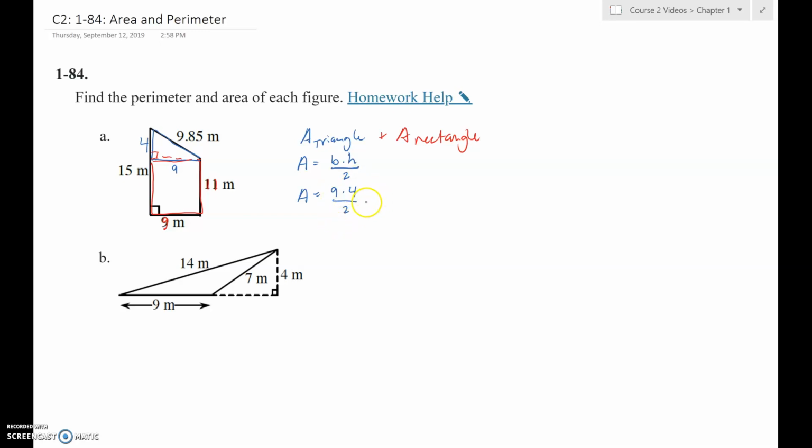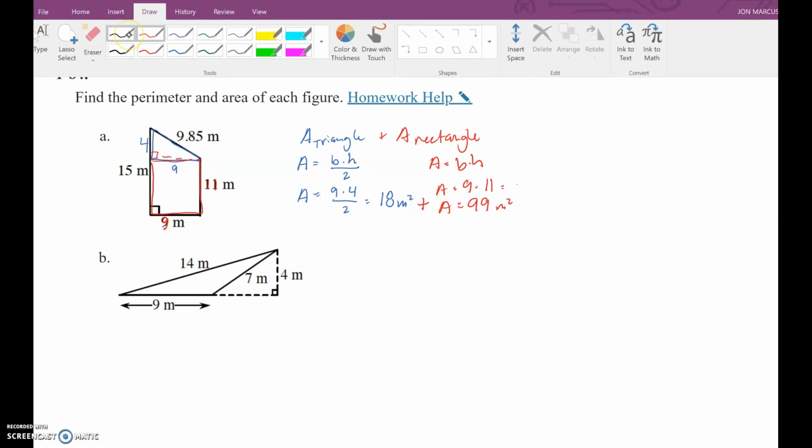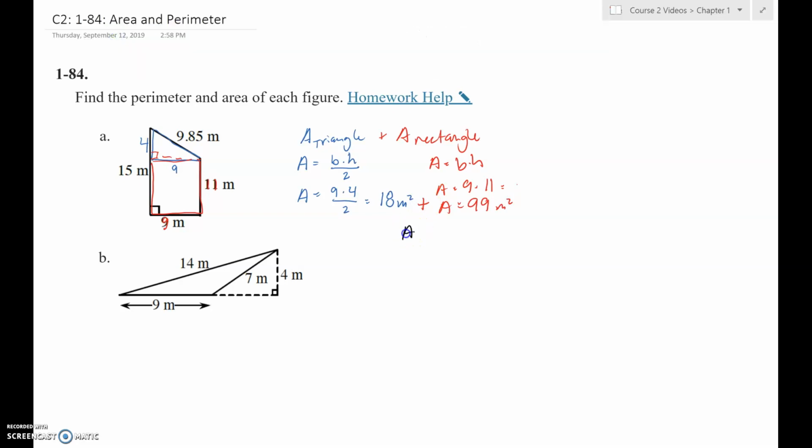So this gets us 36. 36 divided by 2, 18. So 18 square meters. And for the rectangle, area of a rectangle is base times height. So the area is 9 times 11, which is 99 meters squared. So we're going to add them together, and that's going to get us our total area. 99 plus 18 is 117 square meters.